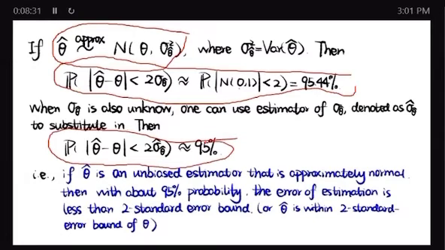Does that make sense? Now, if theta cap is an unbiased estimator that's approximately normal, then with about 95% probability, the error of estimation will be less than 2 standard error bound. Less than 2 standard error bound just says it's going to be within 2 standard error bound of theta. Which means if I want to talk about within 3, that will be about 99.75%. Does that make sense? So the empirical rule applies for either normal or approximately normal.